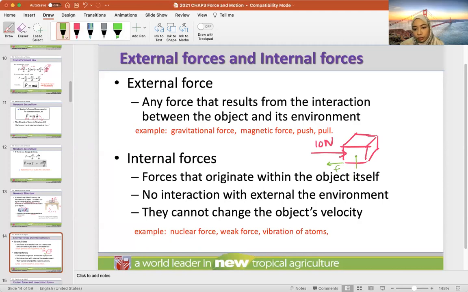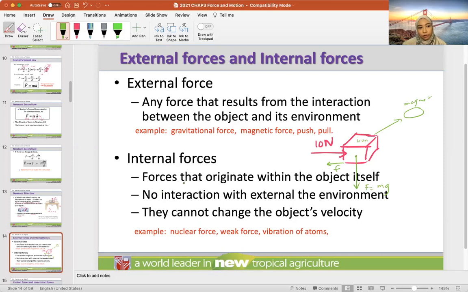What about the weight? The weight of this object is F equals mg. It's happening outside of the object. That is external force. What else? If this is an iron and it is attracted to a magnet, that is external force because it's happening outside of the body. So anything that happens outside of the object is called external force.